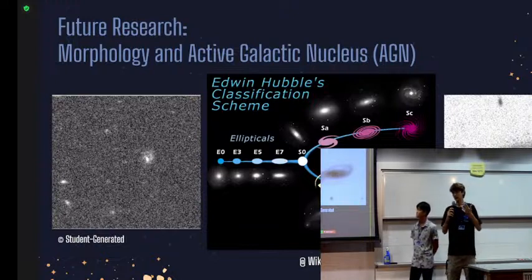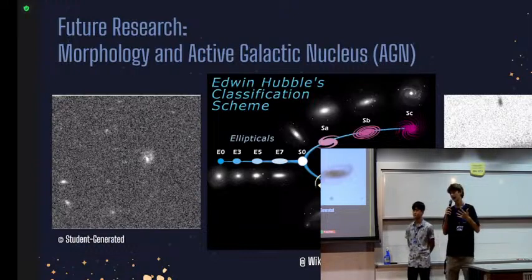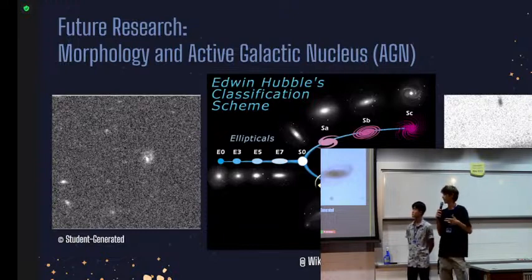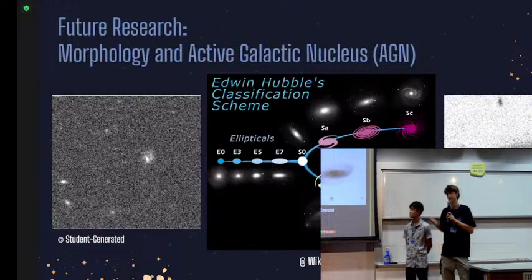We also thought it'd be cool to look at active galactic nuclei, which are basically just the supermassive black holes at the center of these galaxies. To do this, we would use these same catalogs, except instead of looking at the galaxies in particular, we would be looking at the X-ray sources instead, which would give us a little more information about the supermassive black holes at the centers of each of these galaxies, which we thought would be really cool as well.